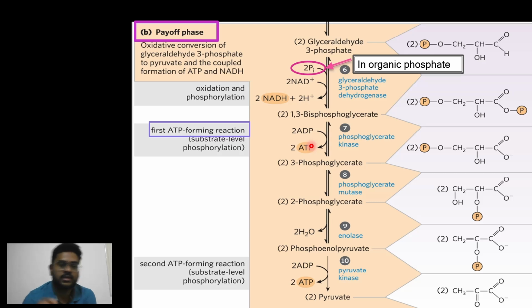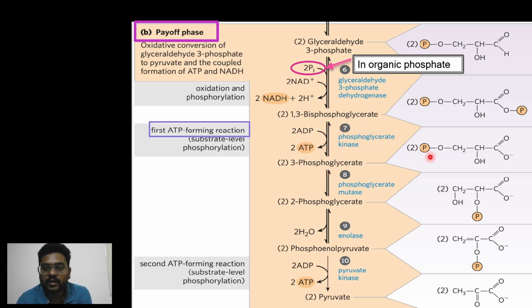So this is the first ATP forming reaction, and it is a substrate level phosphorylation. Earlier I mentioned oxidative phosphorylation because the electron transport chain is involved. But here it is substrate level phosphorylation because there is no electron transport chain involved, there is no reducing equivalent involved. Rather, a substrate with high group transfer potential donates the phosphate group to ADP, forming ATP. That's why it's called substrate level phosphorylation. The enzyme involved is phosphoglycerate kinase.